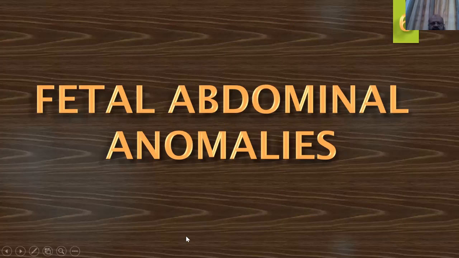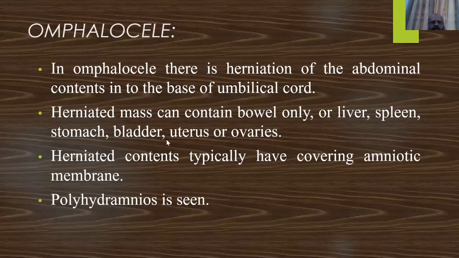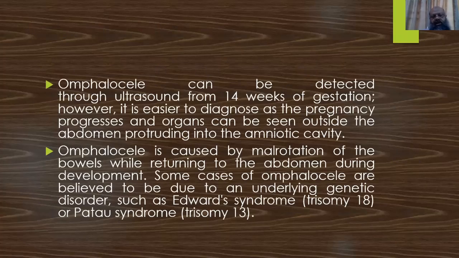The last thing is fetal abdominal anomalies. The main one is omphalocele, which is the herniation of the abdominal contents into the base of the umbilical cord. The herniated mass can contain bowel only, or liver and spleen, stomach and bladder, uterus and ovaries. Herniated contents typically have a covering amniotic membrane and polyhydramnios is seen.